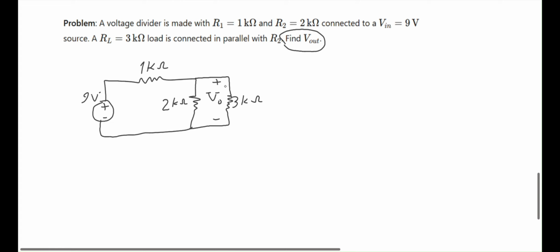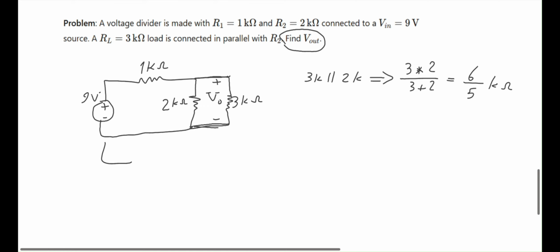In order to figure out the V out, let's just make it a little simpler. I know that this 3 kilo ohm is in parallel with this 2 kilo ohm. So 3K is in parallel with 2K. Do you know the answer? Yeah, it's 3 times 2 over 3 plus 2 equals 6 over 5 kilo ohms. I can just simplify my circuit.